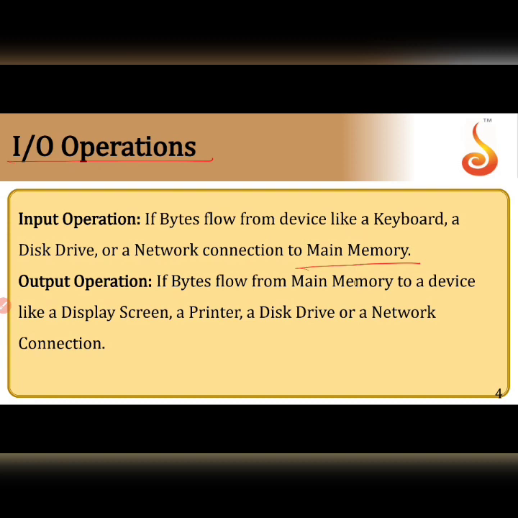That is, if bytes flow from devices like a keyboard, a disk drive, or a network connection to the main memory, that is input. Output is from the main memory to a display screen, a printer, a disk drive, or a network connection. Output to any output device. The standard input and output devices are your keyboard and the monitor, that is the visual display unit.